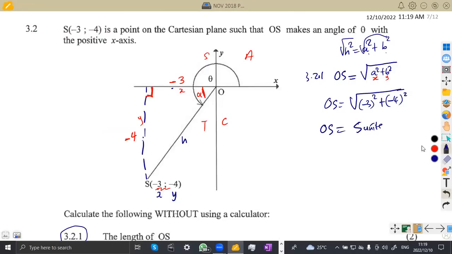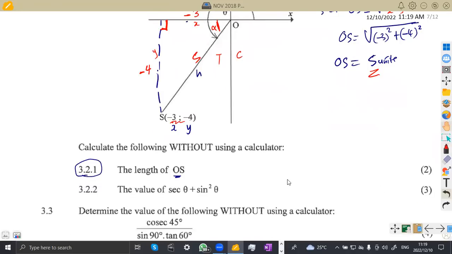So from O to S here, we have got a 5. The hypotenuse is always positive. It cannot be negative. It's always positive, so take note of that. All right, so that was the length of OS, simply 2 marks, applying the Pythagoras theorem.